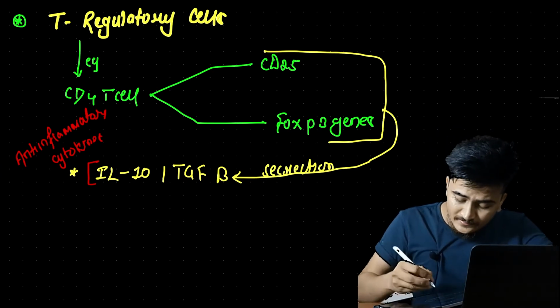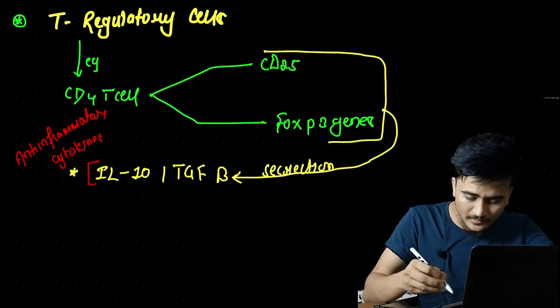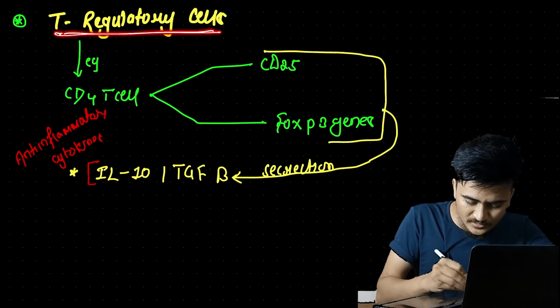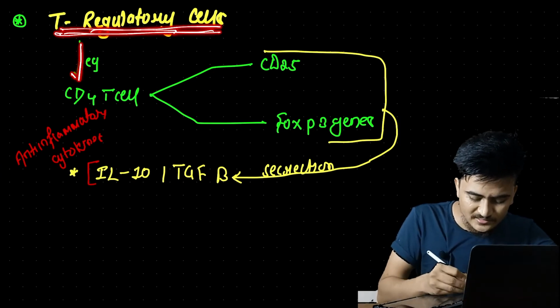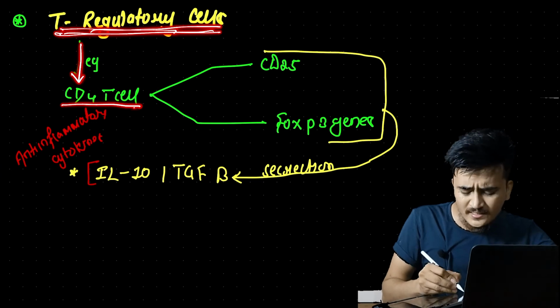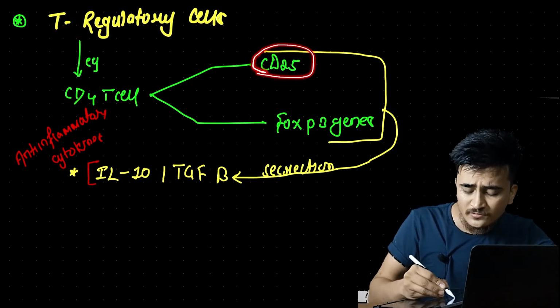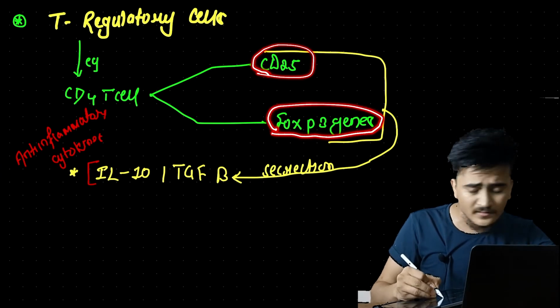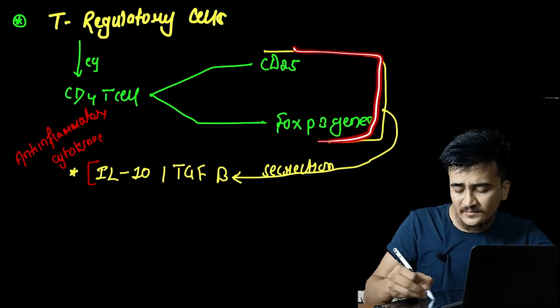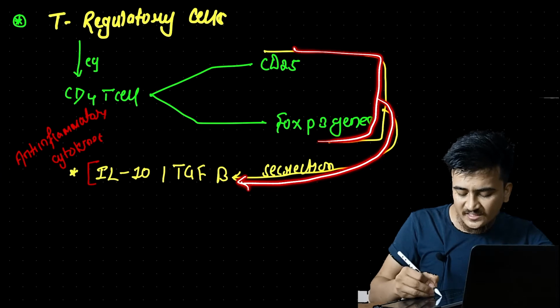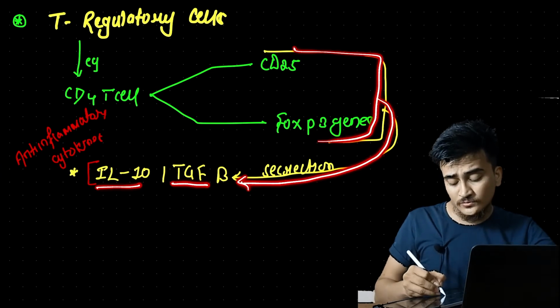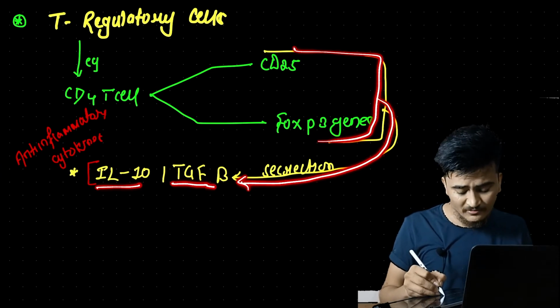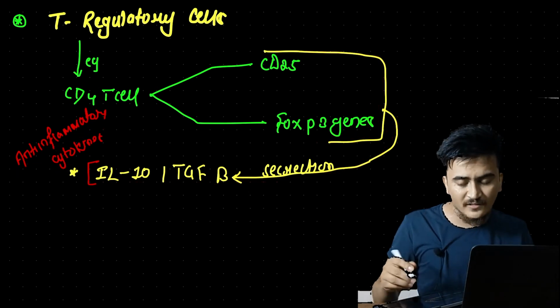I would like to again go through these T regulatory cells. These are examples of CD4 T cells. CD4 T cells have high expression of CD25 and FOXP3 genes on their surface, and they secrete interleukin 10 and tumor growth factor beta, and these are anti-inflammatory cytokines.